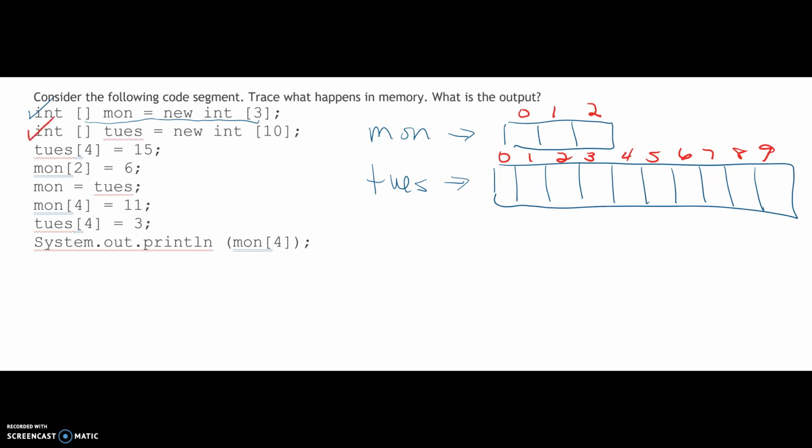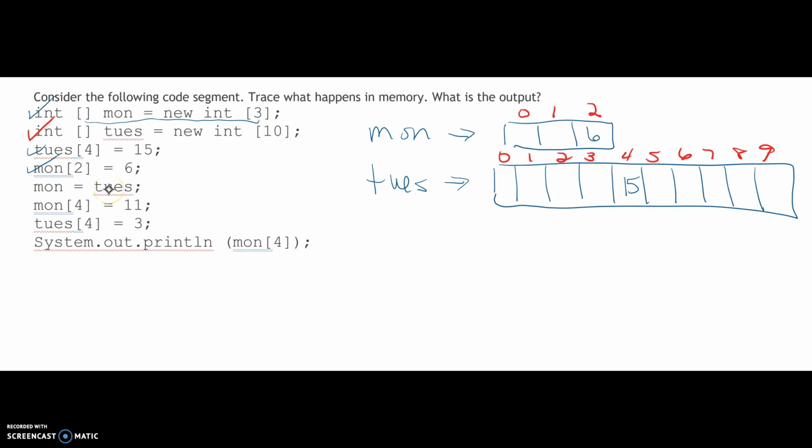Next line wants us to assign the value 15 into twos at index position 4. So let me find index position 4, and we'll put 15 in there. Next line, we're going to take the element value 6 and we're going to assign it to mun at index position 2. So we'll find our mun array and index position 2, and we'll put a 6.